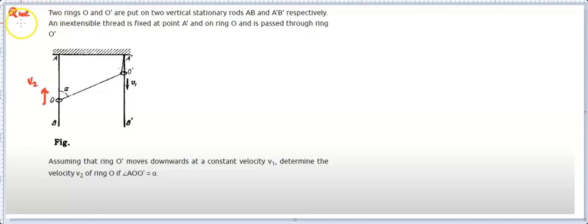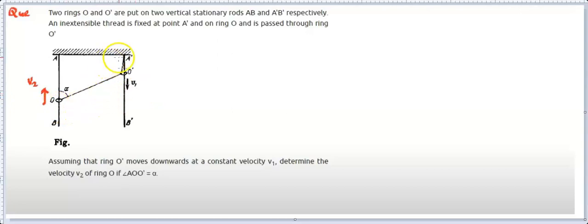We will be starting with this question that I have given as a homework in one of the previous lectures, and this is related to constraint motion. We need to find the relation between v1 and v2, that means a constant relation between these two velocities. v1 is given, so finally we need to find v2.